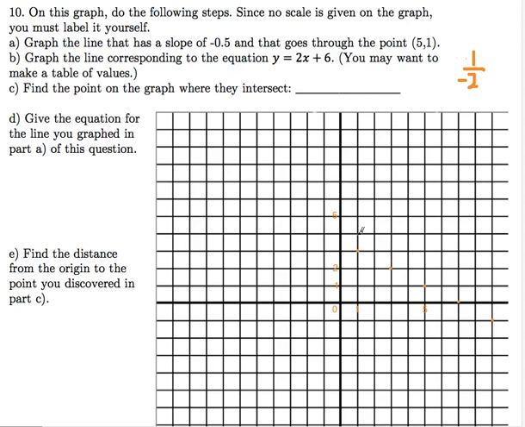Now, you don't have to have all these dots on your graph to draw a good ruler line through them, but it's a good idea because it makes your ruler line more exact. If you only have 2 points, you might not line up your ruler perfectly. Now that I've got all these points, let me draw a nice line through all of them. And I've got my line. It goes through (5, 1) and has a slope of minus 0.5. Now, the next question, B, asks me to graph the line corresponding to the equation y equals 2x plus 6.